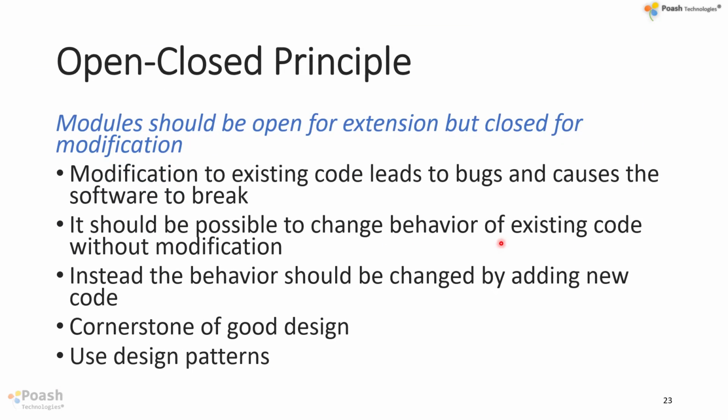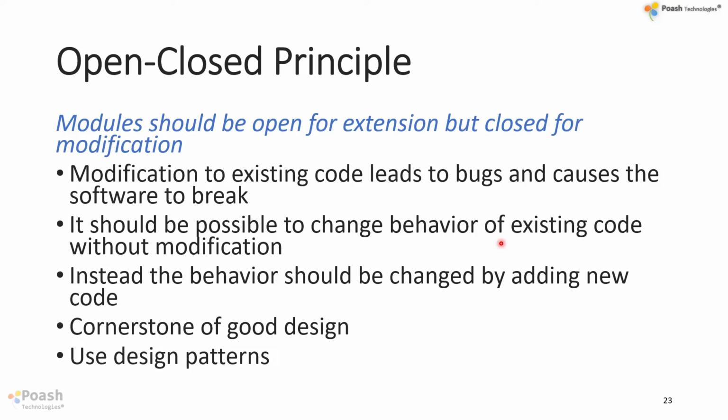The next principle is open-closed principle. It states modules should be open for extension but closed for modification. Here, modules may refer to functions, classes, or even libraries. When you want to change what a specific function or a class does, then you should be able to do that by adding new code and not by modifying existing code. Because if you modify existing code, then that can lead to bugs and cause the software to break.